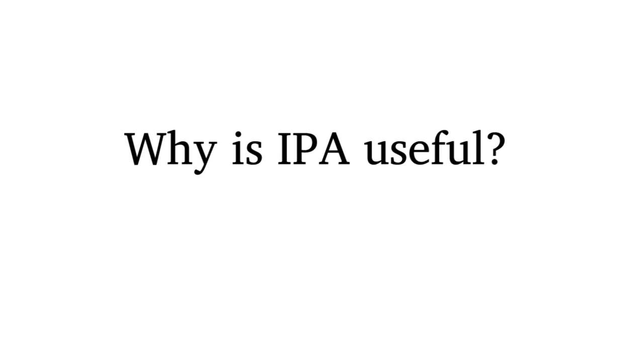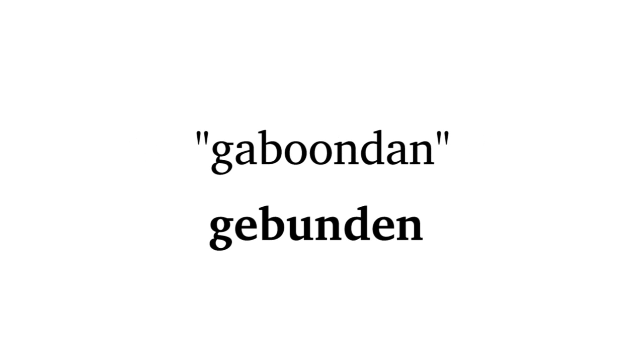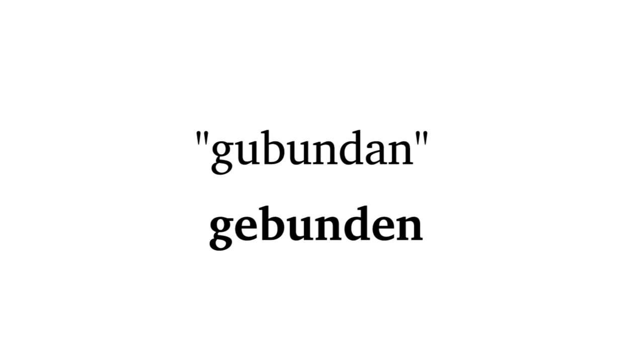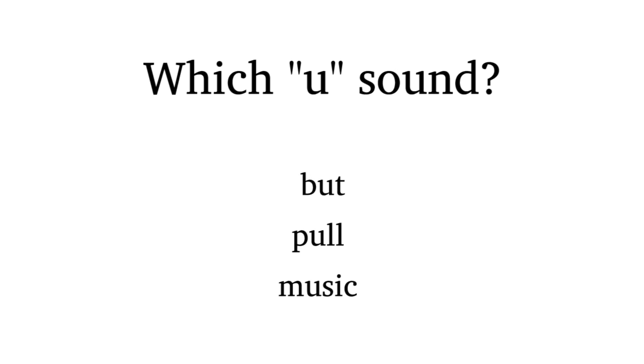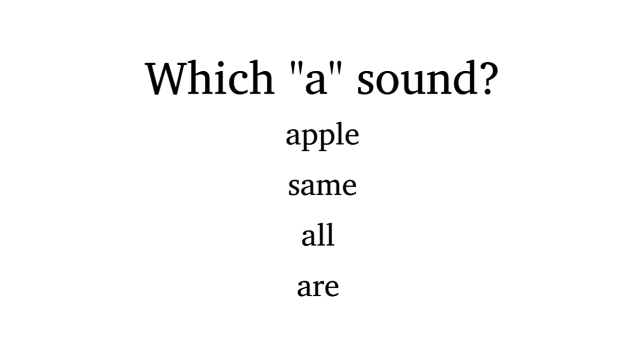Now, why is it useful? Let's say you've forgotten what this, over the word gebunden, in your score means. So you look over to Edith's score again, and you see this. The consonants are pretty clear, but what about those vowels? Is that first U like the U in but, or is it like the U in pull, or is it like the U in music? And is the second U the same sound? And is that A at the end, as in the A in apple, or same, or all, or are?